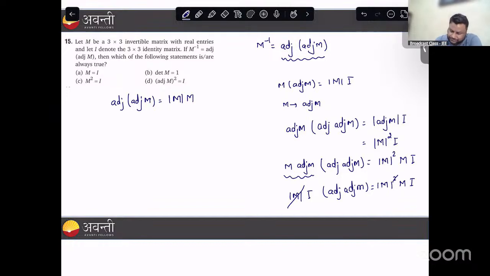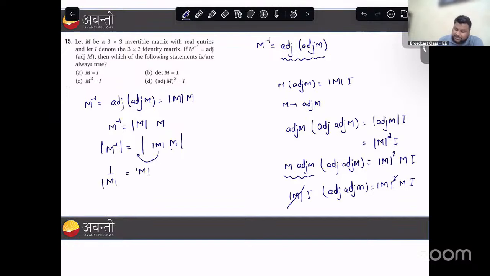Well, they are saying this is equal to M inverse. So M inverse is what? Determinant of M into M. Take determinant both sides. So determinant of M inverse is determinant of M into M. Now since M is a 3 by 3 matrix, if I take out this scalar, it will become M cube. So 1 upon determinant of M is determinant of M cube into determinant M.